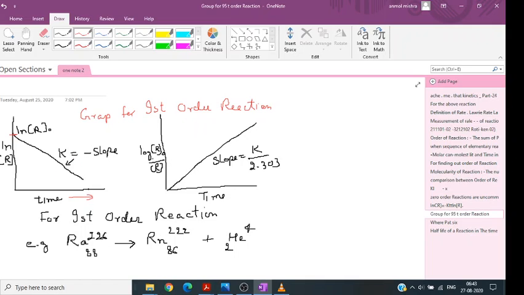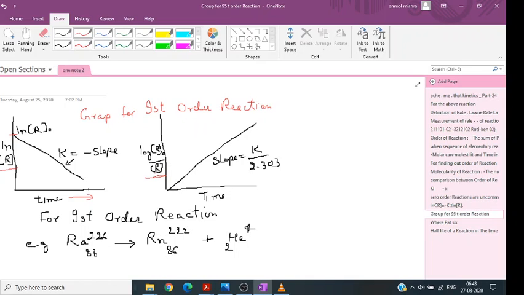When we plot a graph between log r0 by r, the difference you can see here. Here it is only ln r, and here it is the fraction value r0 by r versus time. We get a straight line, and here the slope will give you the value of k by 2.303. So children get confused. You can see here it is ln r and here it is log r0 by r.